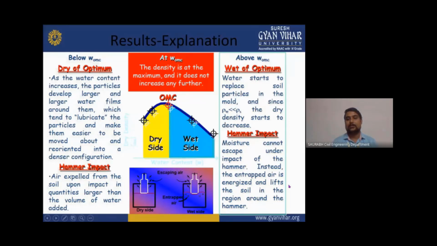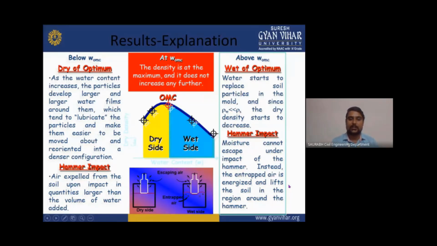And here is also wet of optimum. What is the meaning of wet of optimum here? Water starts to replace the soil particles in the mold, and since rho will be less than rho s, the dry density starts to decrease. Hammer impact, what is the hammer impact? Moisture cannot escape under the impact of the hammer. Instead, the entrapped air is energized and lifts the soil in the region around the hammer. So these are the result explanations of compaction.